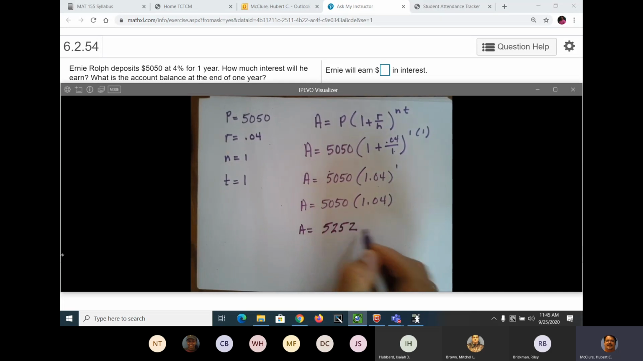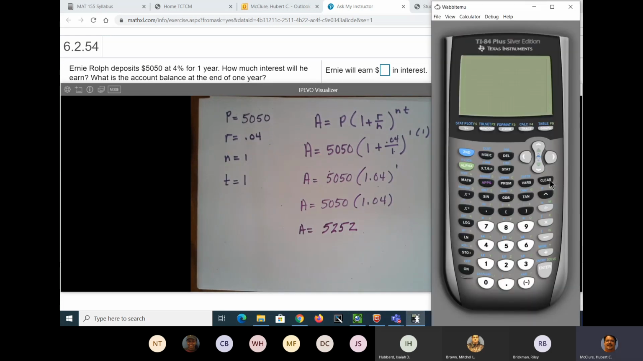But let's check it in the calculator, because of course calculator's faster, right? Anyway. That is correct. Of course it is. 5050 times 1.04. Yep. Thank you, whoever said that was correct. And let's type in 5252.